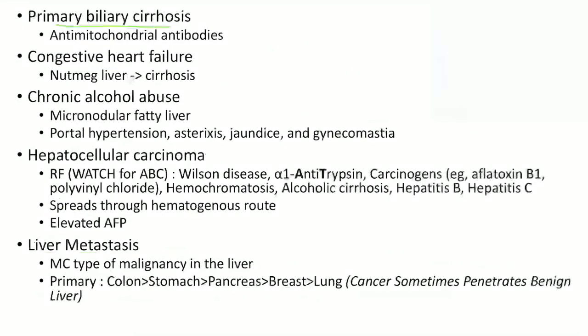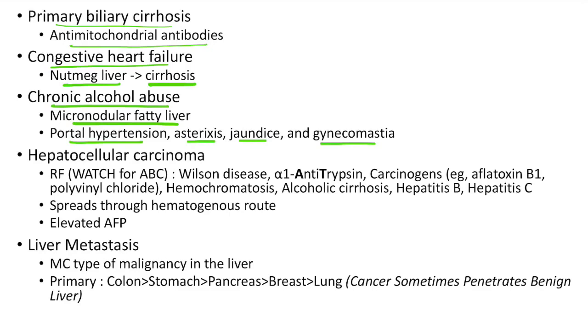Now let us see about primary biliary cirrhosis. It is associated with anti-mitochondrial antibodies. Congestive heart failure will lead to nutmeg liver, which will eventually lead to liver cirrhosis. As discussed earlier, in chronic alcoholic abuse, there will be micronodular fatty liver. Other clinical features of chronic alcohol abuse are portal hypertension, asterixis, jaundice and gynecomastia due to liver failure.